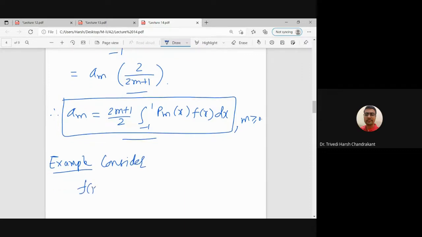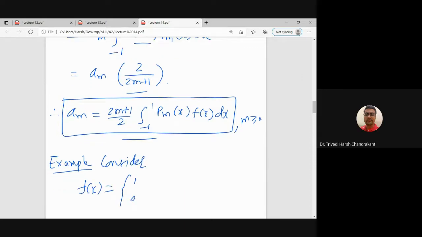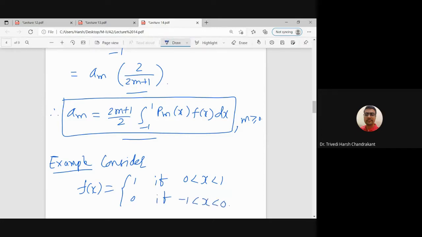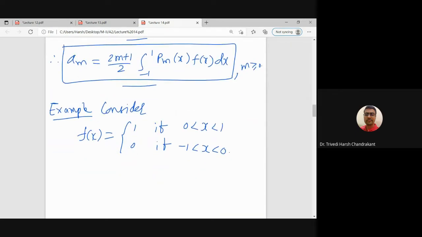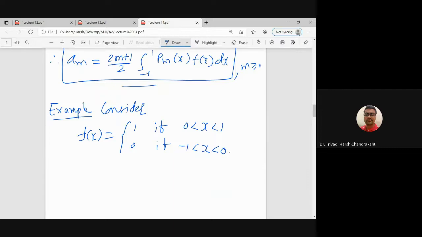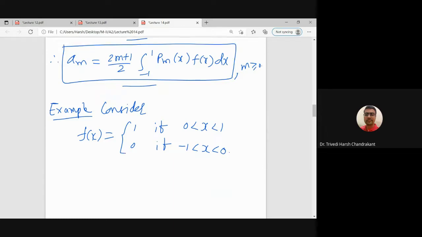So consider the function f(x) is equal to 1 when x is between 0 and 1, and when -1 < x < 0, the value of the function is 0. Right, so at 0 we have not defined it, but any particular value will not change the integral, right? So we can define any value and we get the expansion.